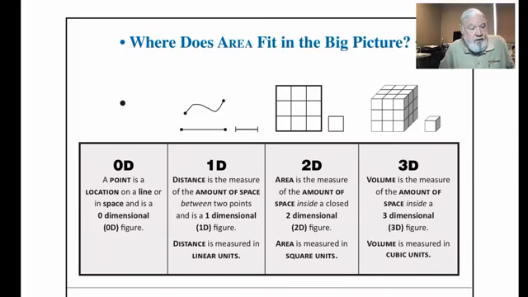Now I'll contrast linear units with the next one here, which is area, which is two-dimensional. And area is a measure of the amount of space inside of a closed figure, like that square there with 9 squares inside of it. That's showing that the area of that is measured in square units. So when we're measuring on a line, we're measuring linear units. When we're measuring area, that's two-dimensional, we have square units.